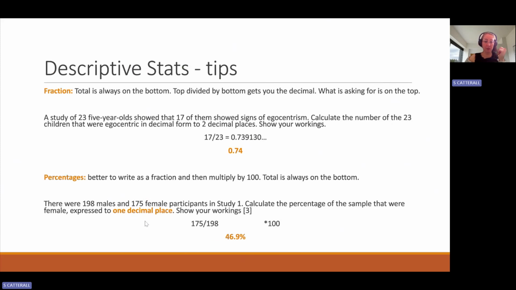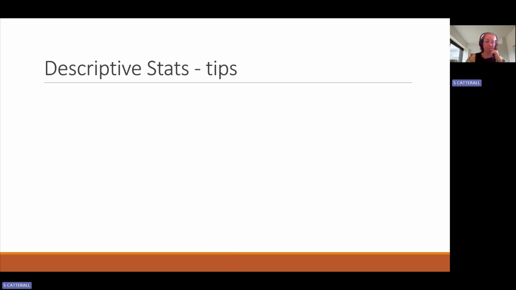Again, it might ask you to do it to a decimal place. This one says 1 decimal place, so we've got it to 0.9. So the ones after that have obviously been rounded to the appropriate one. So it's nice and easy once you remember how to do it.